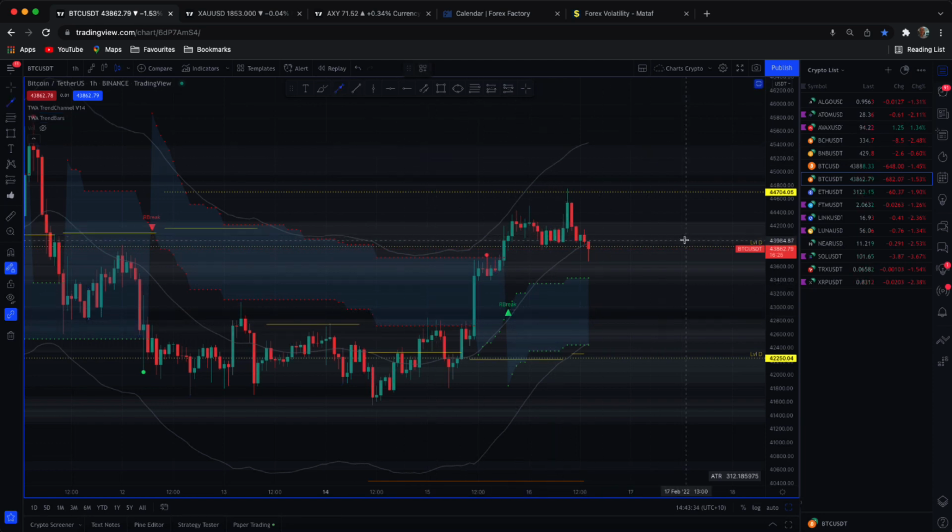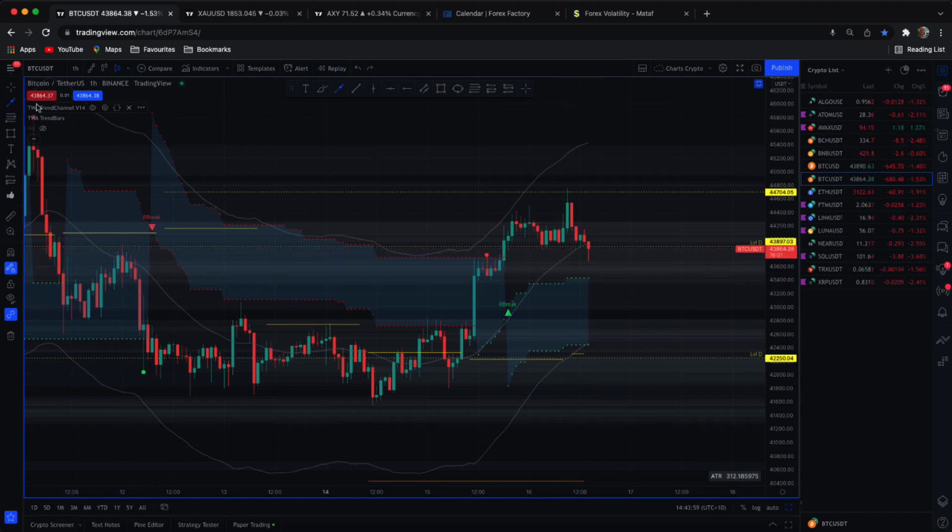We can still see our shaded levels here. They go beyond this cloud. Okay, so we can see all that. You've got to get used to looking at the data that's on here. Okay, so there could be a short lining up here.